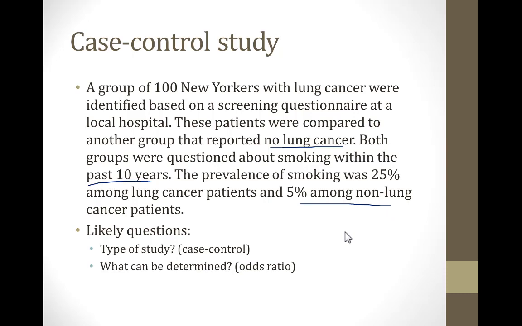So likely questions: what type of study is this? Well, it's a case control. And the way you recognize that is by looking at how they found the patients. Patients were found by presence or absence of lung cancer. Lung cancer are cases, absence of lung cancer are controls. So this is a case control study. And what metric can you determine from this? It's an odds ratio, because that's what we get from case control studies.